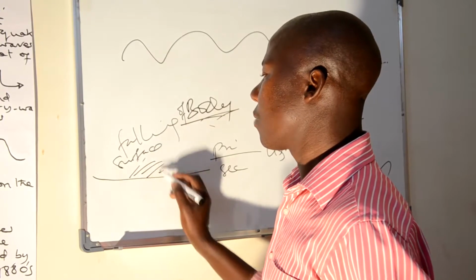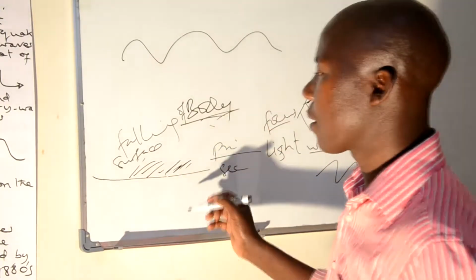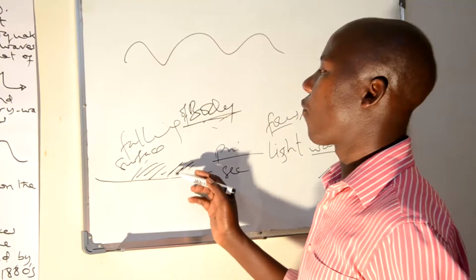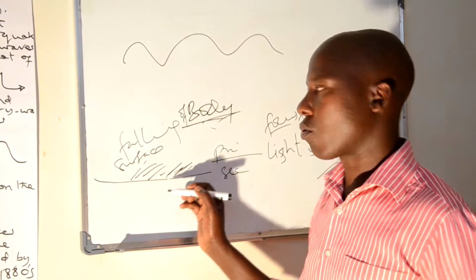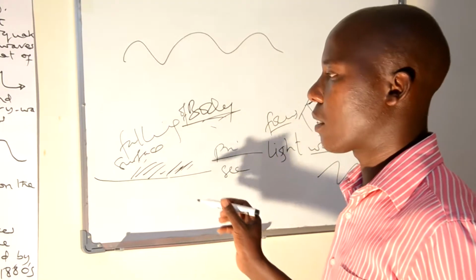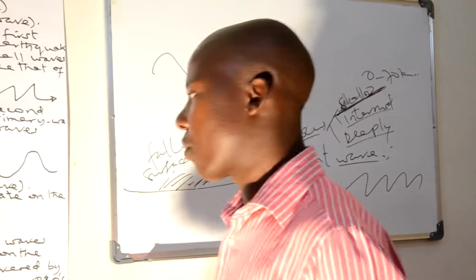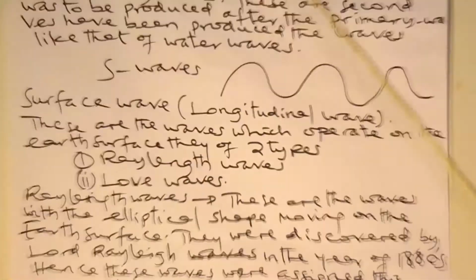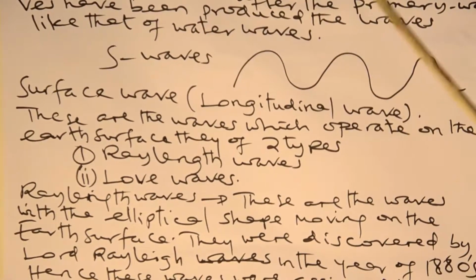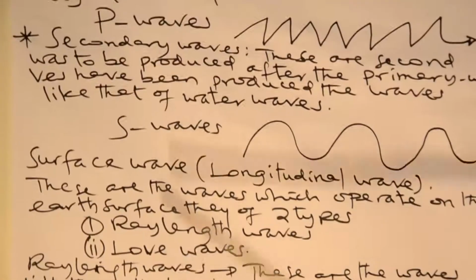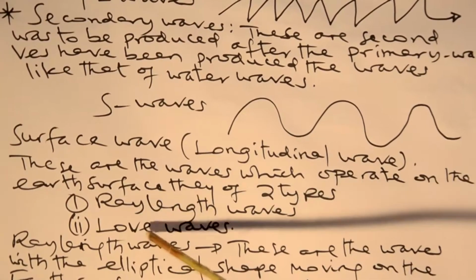Huku tunakoishi, tunakojenga nyumba. Or the falling of a certain rock due to mass wasting. For instance, that falling due to mass wasting. Okay. These surface waves are categorized into two. The body waves are primary and secondary, and even the surface waves have two, which are Rayleigh waves and Love waves.